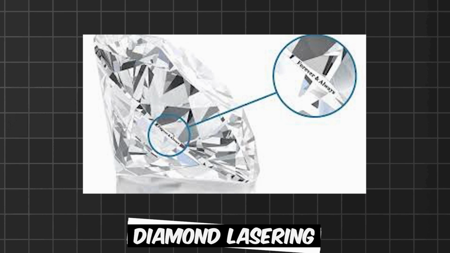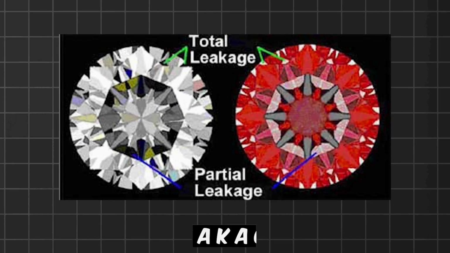Lasering, drilling a diamond by laser to remove dark inclusions by acidizing. Leakage, the downside of a poorly cut or less than ideally cut stone, which fails to refract to the eye the optimum amount of light actually required. This results in a loss of brilliance and shimmering in the diamond stone.